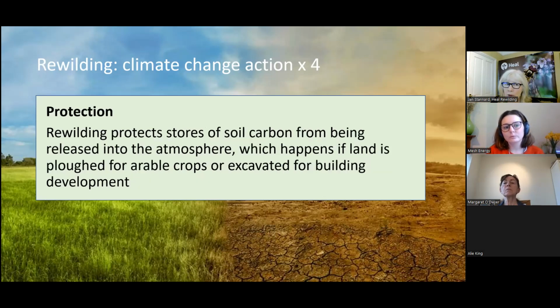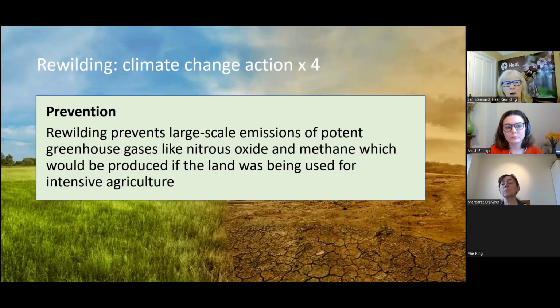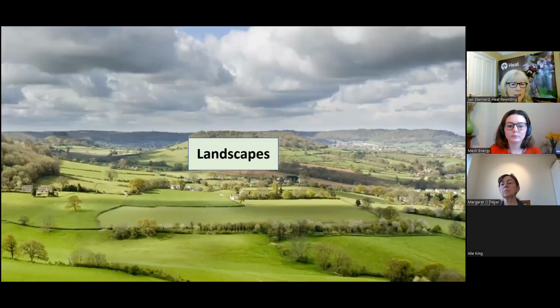The third way in which rewilding helps climate change is that it protects stores of soil carbon. If those areas are being ploughed or excavated for building development, which some of you, I'm sure, will be involved in, every time you plough up the ground, you not only unavoidably destroy the soil structure, you also release carbon. And then prevention: you're preventing the continuation of uses that produce greenhouse gases like nitrous oxide if it's being used intensively. So there are the 4 ways in which rewilding makes a difference.